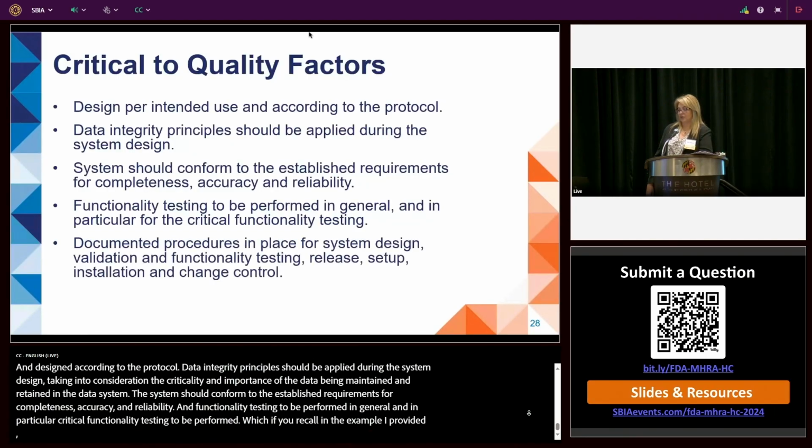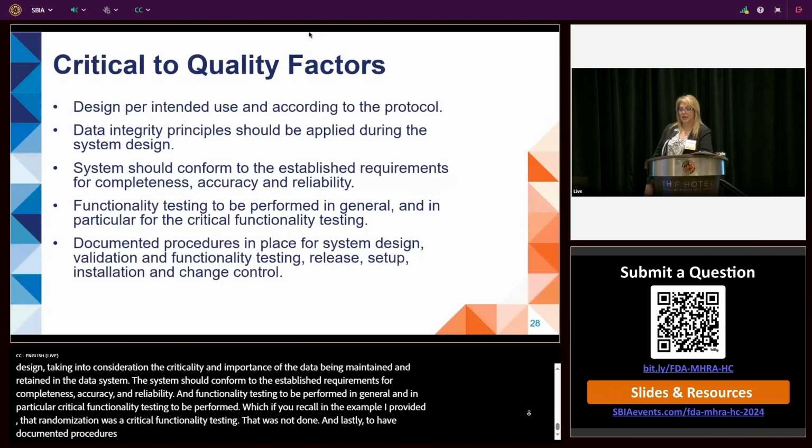And lastly, to have documented procedures in place from beginning to end for study design, validation, functionality testing, setup, installation, and change control, all the way to decommissioning of the system.